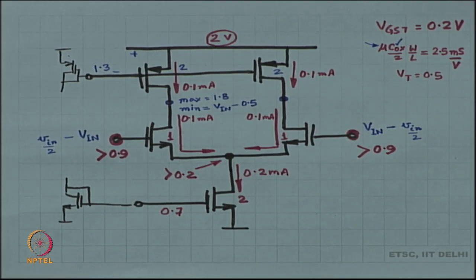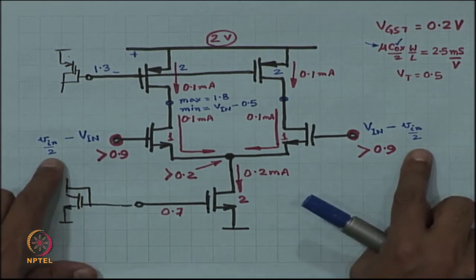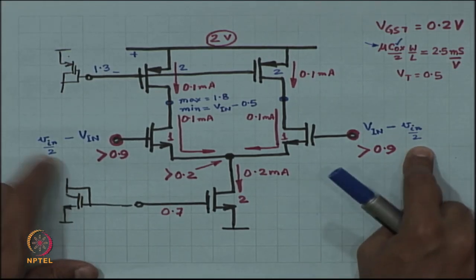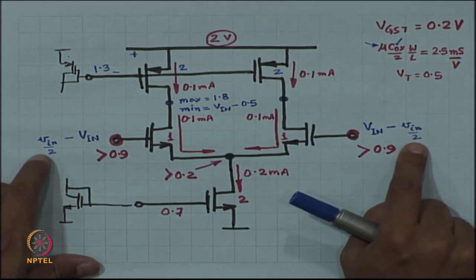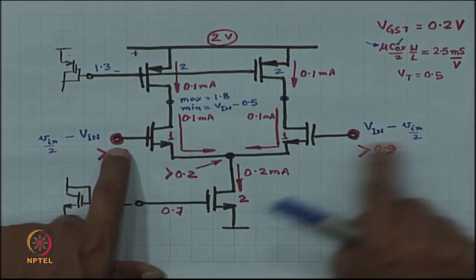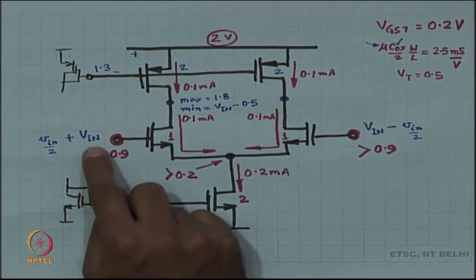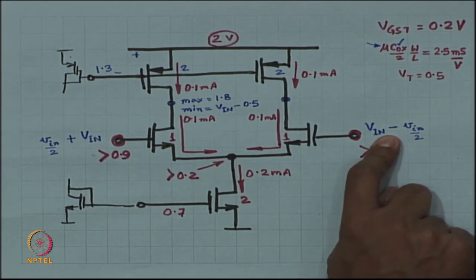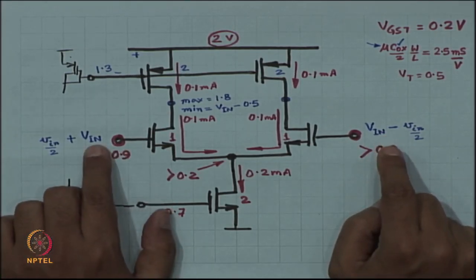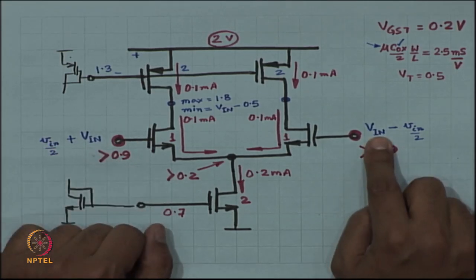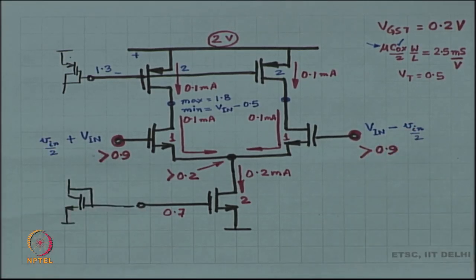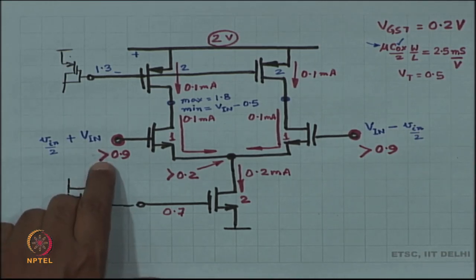If the difference between the two inputs is small v in, this is the plus terminal, this is the minus terminal. The operating point voltage over here is capital V in. So this voltage is capital V in plus v in by 2, and this is capital V in minus v in by 2. Is this fine? So far so good? Now, I do not know the value of capital V in, it can be anything more than 0.9.